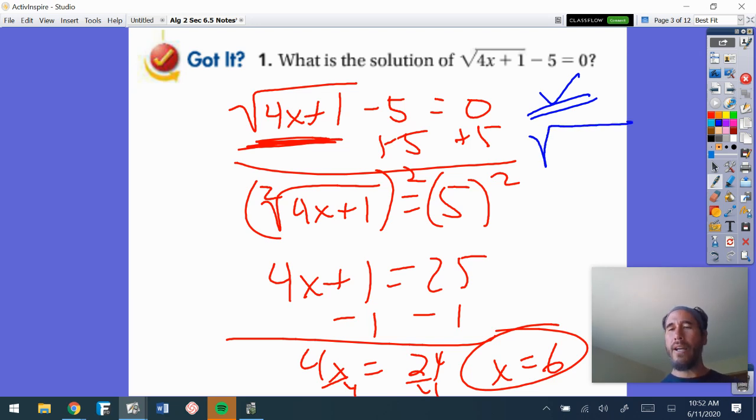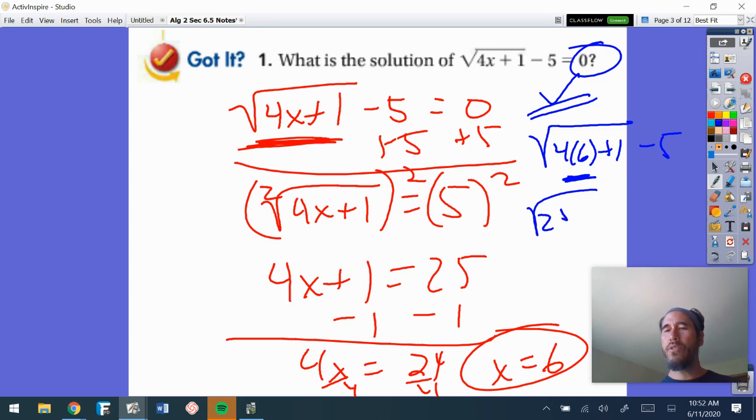The square root of 4x, so 4 times 6 plus 1, minus 5. And it says I have to get 0 as my answer. 4 times 6 is 24. Got ahead of myself. But what's 24 plus 1?